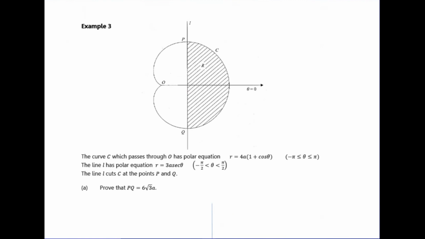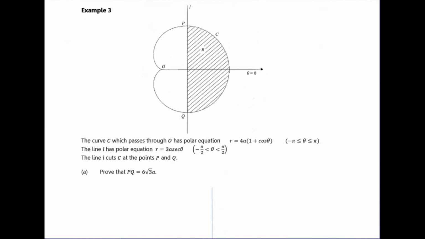So we've got a cardioid. Its equation is r equals 4a(1 plus cos theta). And we've got a vertical line here, so that's got equation r equals 3a sec theta. It says the line cuts at points P and Q, and it says prove that PQ equals 6 root 3 a. So we're going to find the points of intersection of these two curves.